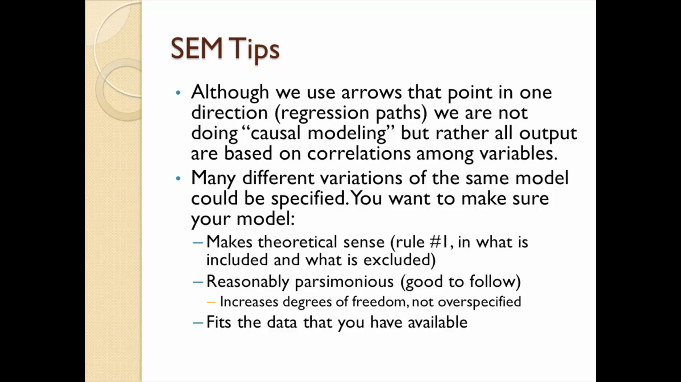Oftentimes, especially with more complex models, there are many different ways that we could configure or estimate a model. And so it's important that we have a theoretically grounded model. That's rule number one, to never put anything in a model that we don't have some theory for including. It's also good to have parsimony in our models.